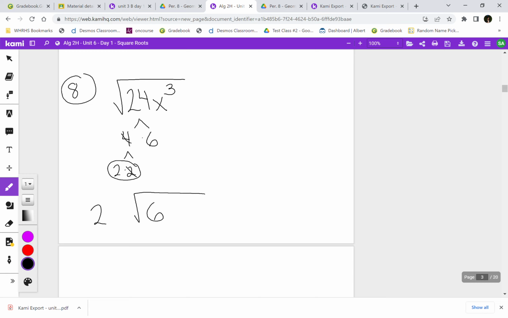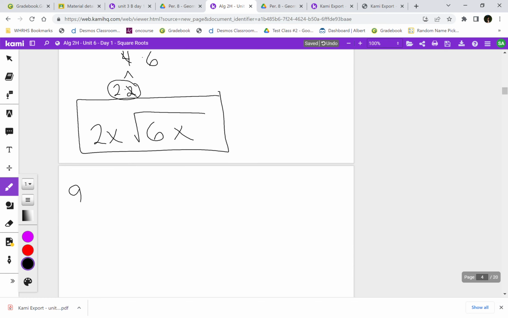Now I have x to the 3rd. All right, 2 goes into 3 how many times? 1 time. So I'm going to have 1x on the outside with a remainder of 1x on the inside. So here I'm going to have 7ab root 20.